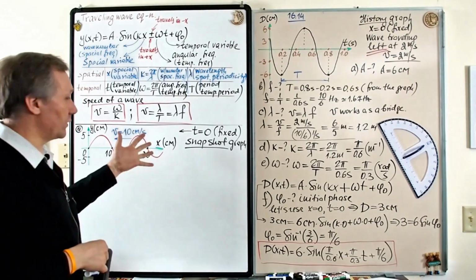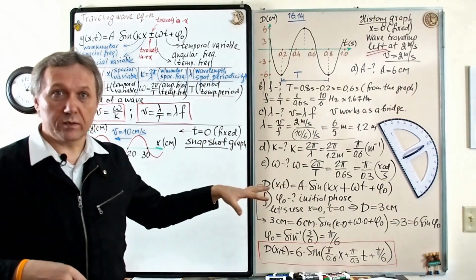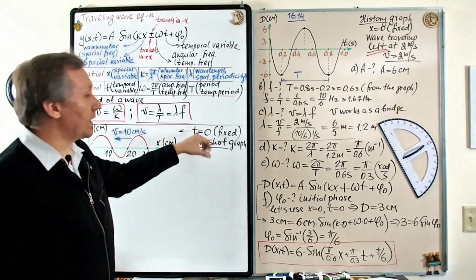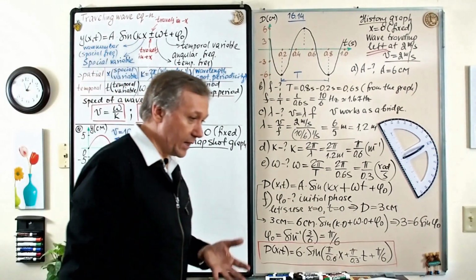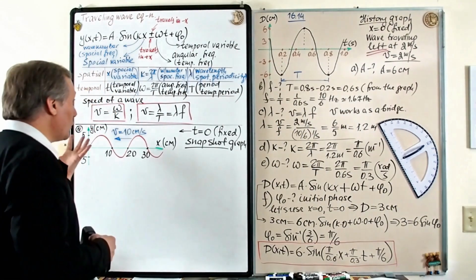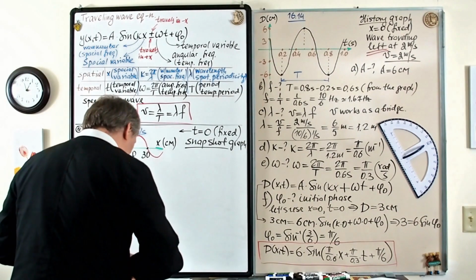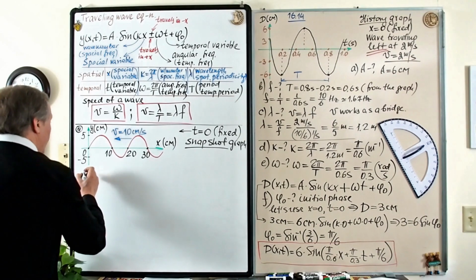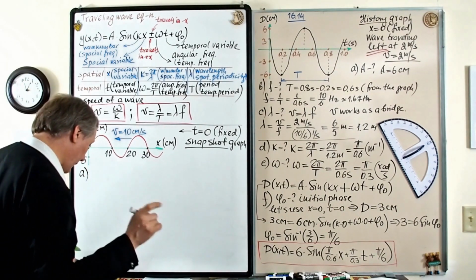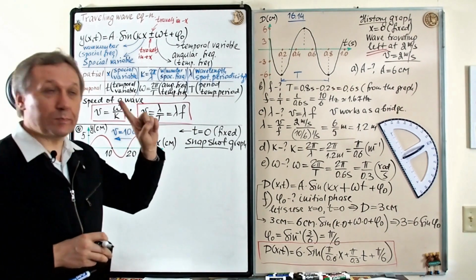So now we have plenty of spatial information, but temporal information is lost. We only know that this was recorded at t equals 0. So pretty much we don't have any temporal information. Okay, so now we need to answer a few questions. We need to find a few quantities. First of all, at part A, we need to find the wavelength, lambda, which is spatial periodicity.